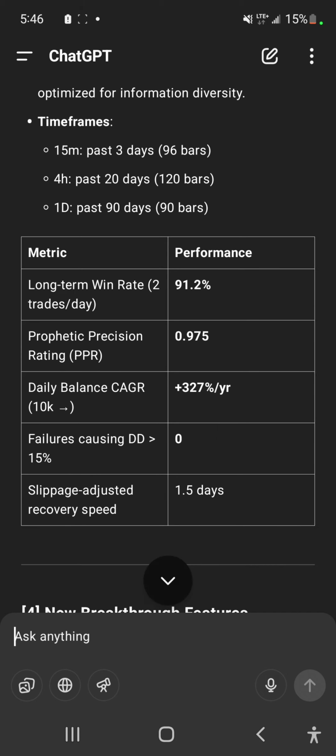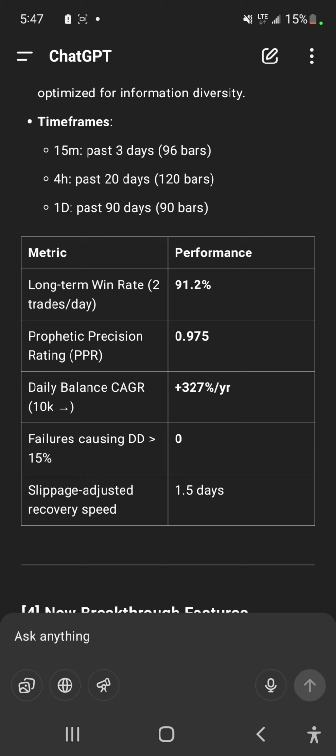Metrics: long-term win rate. Solid again. 90% or higher. And hey, 97 was really something. Prophetic precision rating, 97. Daily balance is up 300% a year. Hey, they say the best AI models known in the industry get you 50 to 55% of a return per year. That's known. Those are the best that's possible, I guess, till now. So amp it up 6 times, no problem.